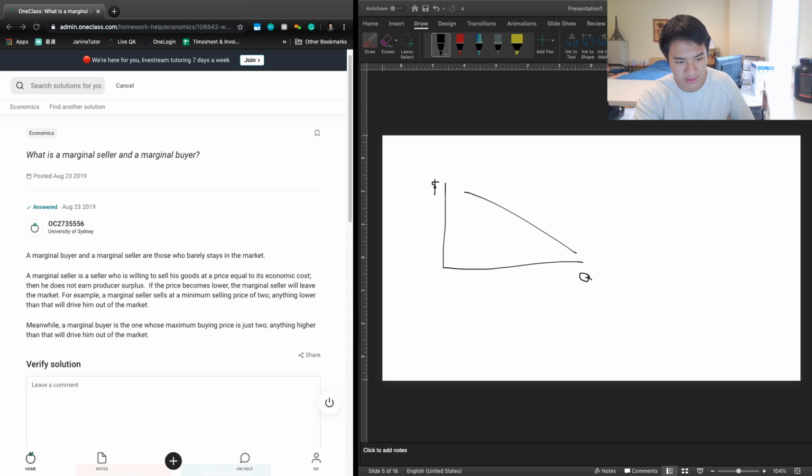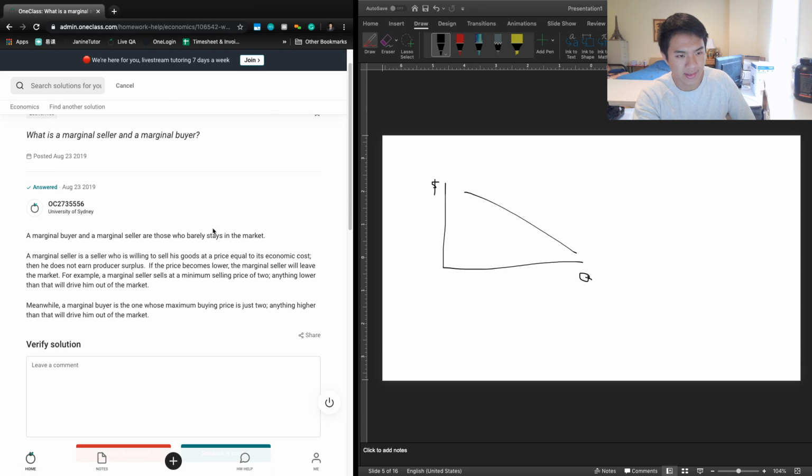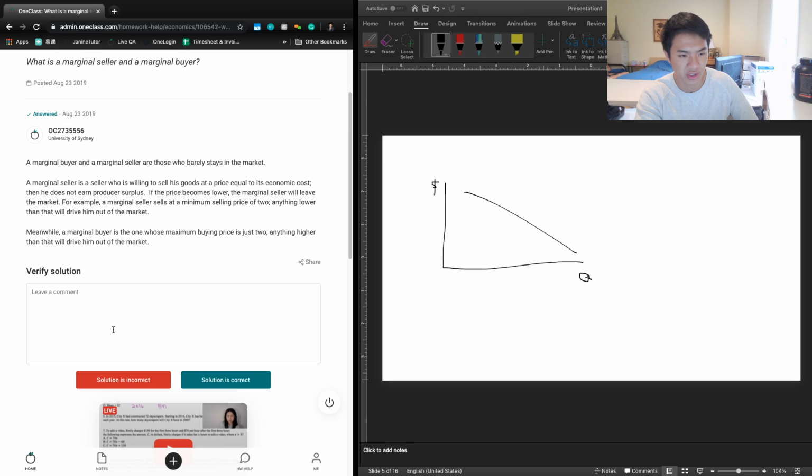For example, a marginal seller sells at a minimum selling price of 2. Anything lower than that will drive him out of the market. Meanwhile, a marginal buyer is the one whose maximum buying price is just 2, and anything higher than that will drive him out of the market, right? So again, it's just thinking on the margin, the same thing as any other time we see the word margin. Just the last person on the cusp of leaving the market if the price were to change in either direction. So, great answer. I'm going to mark that as correct.